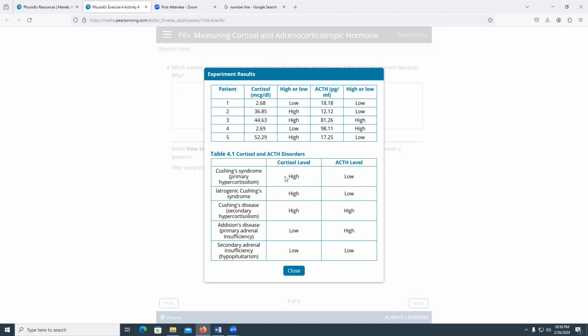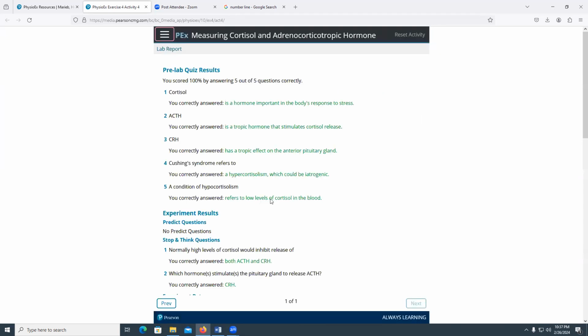While Cushing's syndrome, primary hypercortisolism, is when your adrenal cortex itself secretes high cortisol, and there is low ACTH inhibited by this cortisol, negatively feedbacking. In iatrogenic Cushing syndrome, you will have high cortisol and low ACTH, but there's no tumor in the adrenal cortex. And Cushing's disease, known as secondary hypercortisolism, you would have high pituitary ACTH being secreted, and high adrenal cortex secreting cortisol. You click submit, and that should be the end.